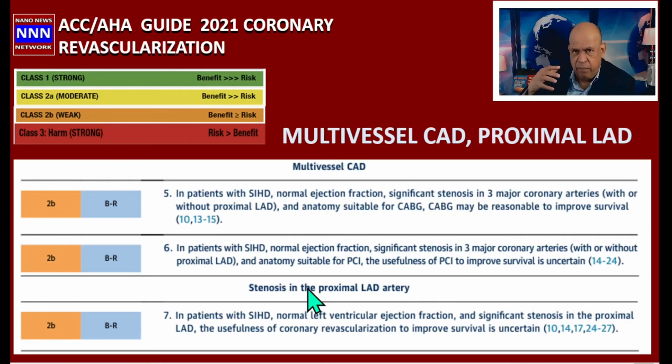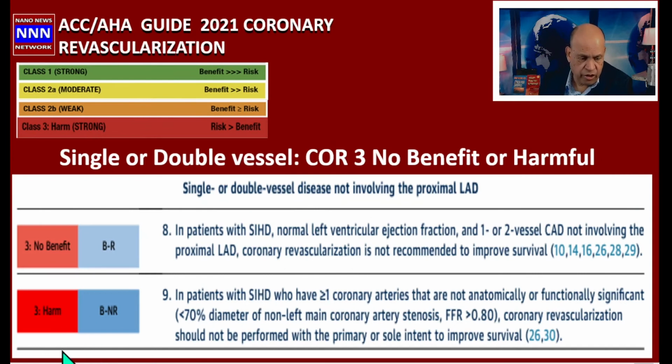Because from a practical point of view, if you're studying for your board exams, you need to know, as I said, class 1, class 2A, and class 3, harmful. So single or double vessel coronary artery disease. If you are dealing with 1 or 2 vessels, not involving the left anterior descending artery, and if their FFR is greater than 80, revascularizing these patients can be harmful. So keep that in mind. It could be a board question.